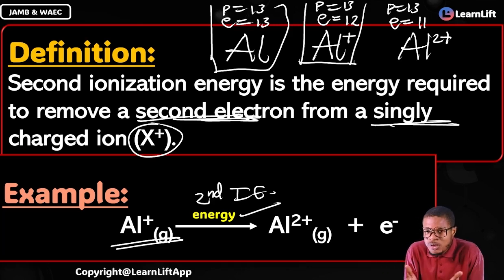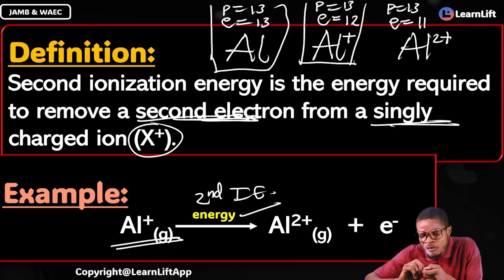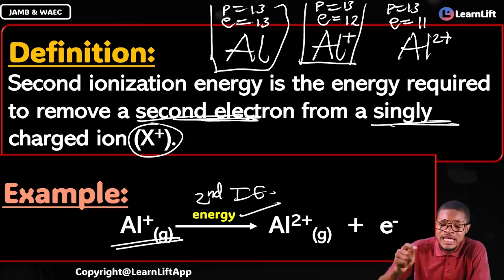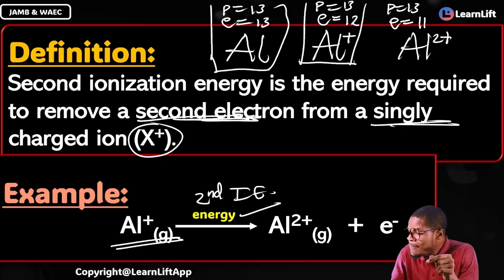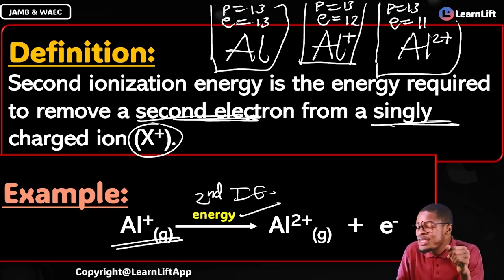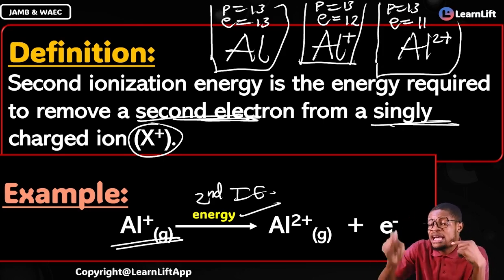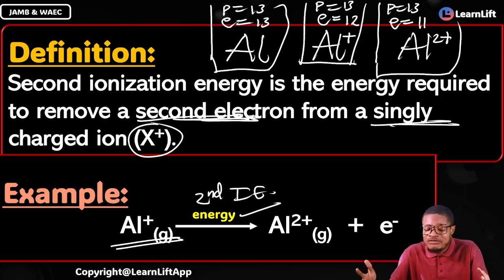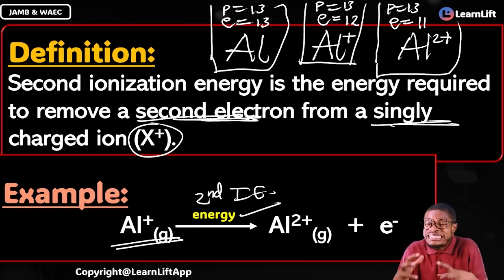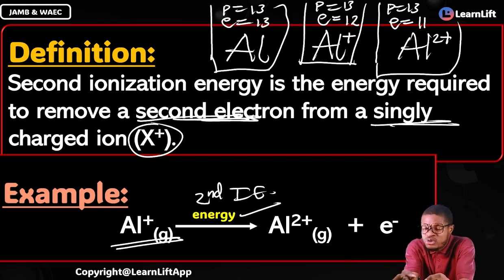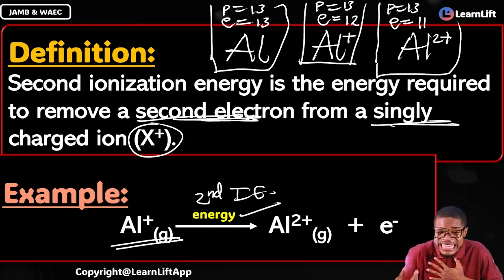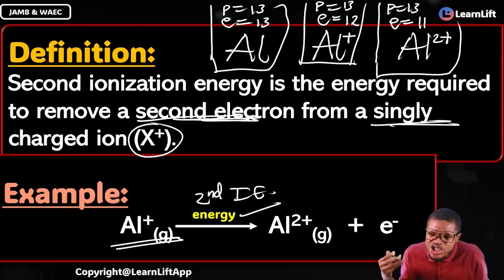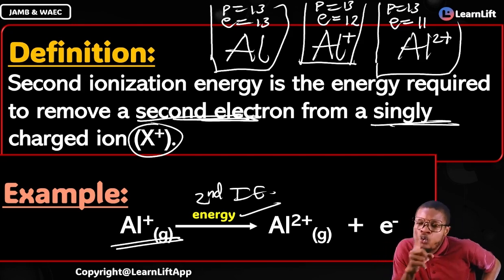Beautiful. So if the size is now smaller in Al+, then for Al+ to lose an electron will be difficult compared to Al. But what about your Al2+? It is now even worse because the electrons there are now 11. So the size of that one will decrease even further. Why? Because the 13 protons will drag the 11 electrons well to itself. So for Al2+ to lose an electron, you need greater energy.